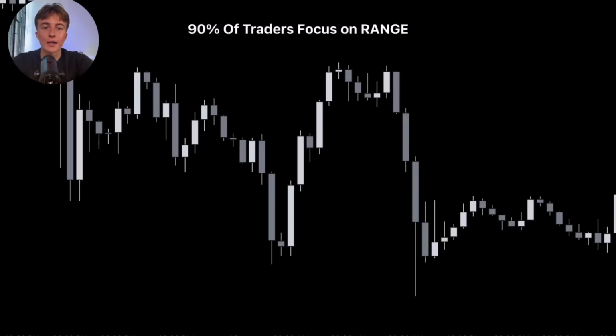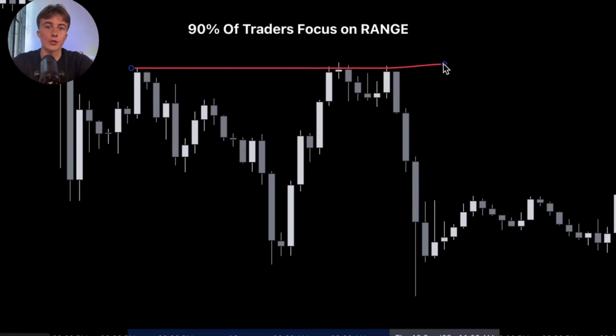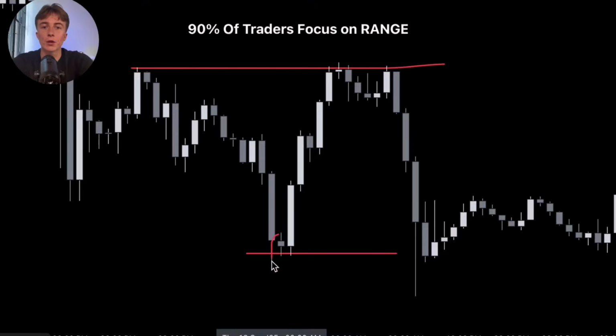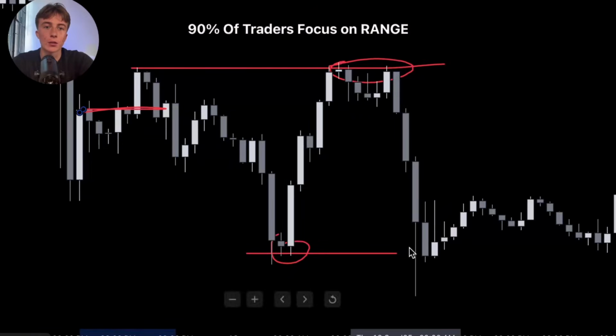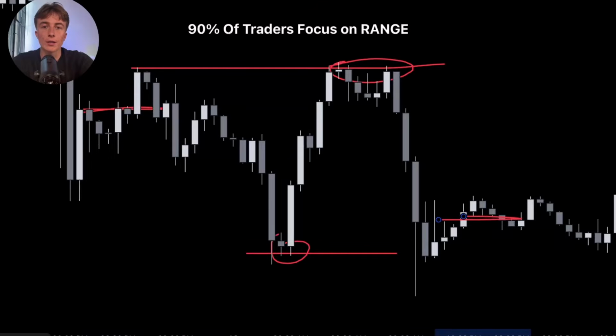The problem is that 90% of traders focus on range. So they're looking to buy the lows or sell the highs of this daily range. You can see here that the daily candle opened around here and it closes right around here. And traders focus on the range. Like you could have tried to sell the resistance or do a support and resistance, or you could have traded the breakout towards the supply.